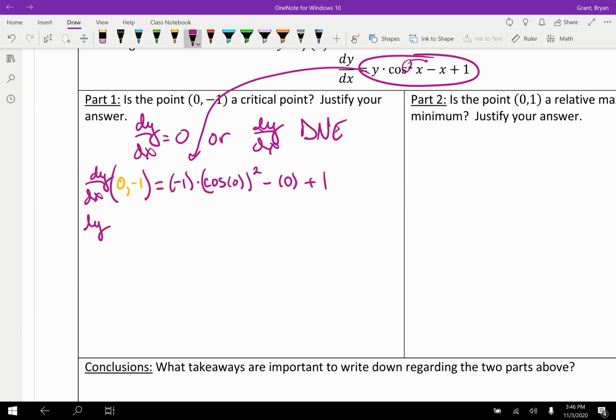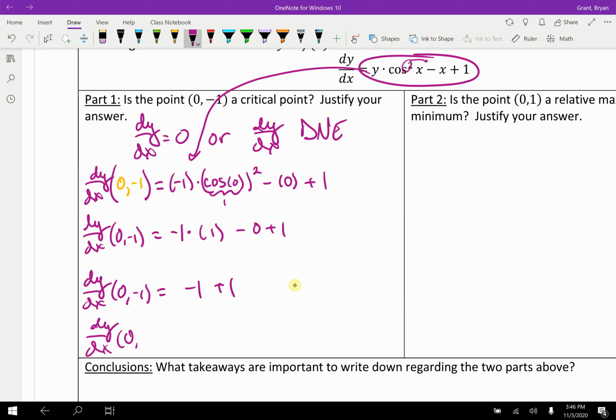So working down, dy/dx at the point (0, -1), we get -1 times, well, cosine of 0 we need to remember is 1, and 1 squared is 1. Minus 0 plus 1. It looks like at this value we're getting -1 plus 1. So we get dy/dx at (0, -1) is indeed equal to 0. Therefore, (0, -1) is a critical point.